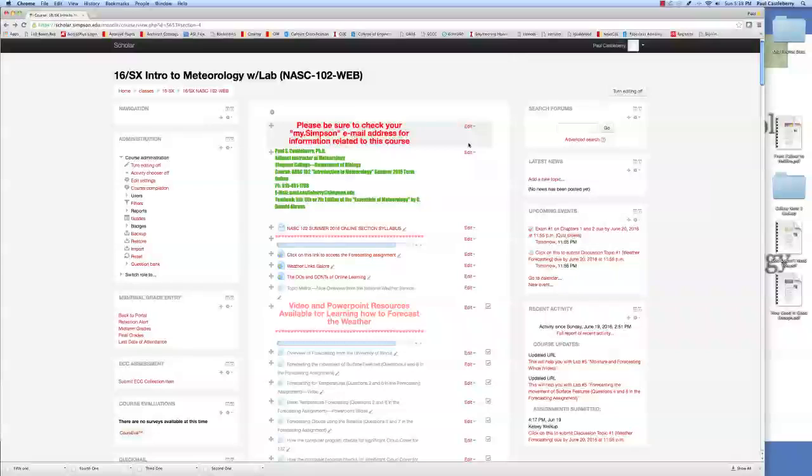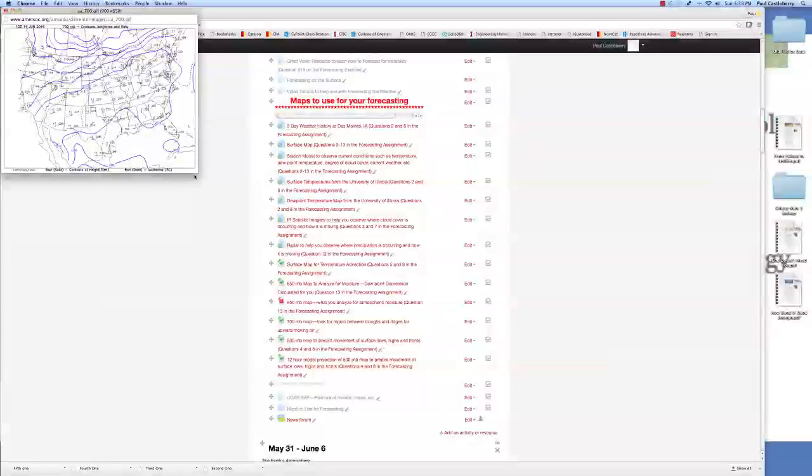Recall that at the surface, around low pressure, we have upward moving air. Fronts, such as cold fronts and warm fronts, help to lift the moist air. So those are items at the surface. But at 700 millibars, if we go down here to our maps to use for forecasting, and we look at the 700 millibar map, we're going to look for regions between the troughs and ridges for upward moving air. So let's take a look at this particular one here.